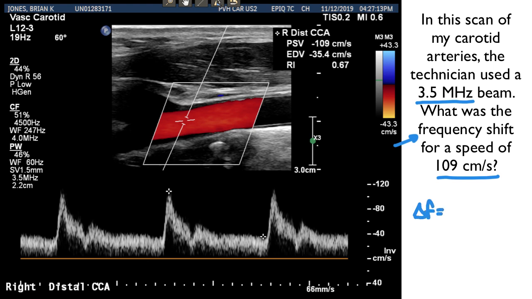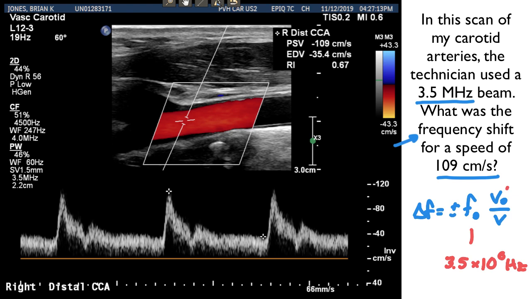Now, in these problems, the important thing is that you have to know what the different terms correspond to. This right here is the original frequency. My O and my 0 look the same, but this is the original frequency. That's 3.5 times 10 to the 6th hertz.